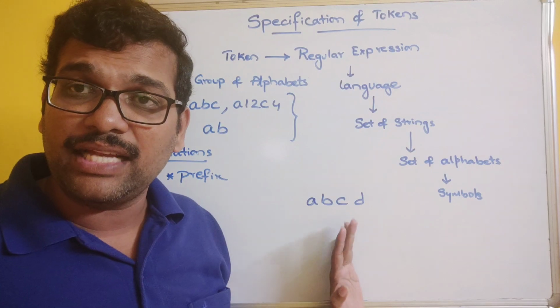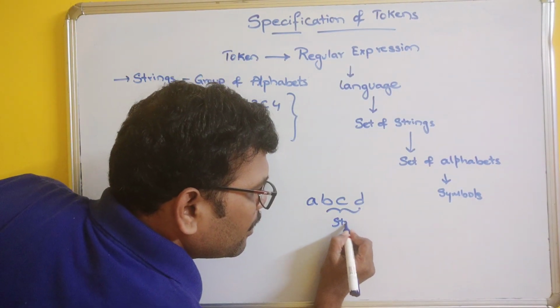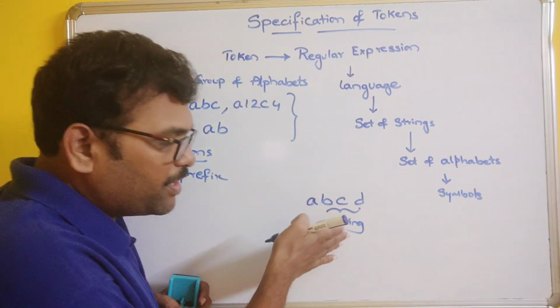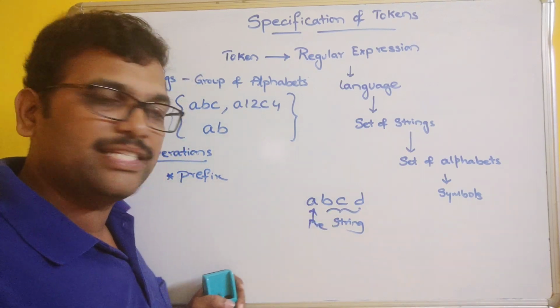Because if you consider A, B, C, D, these are a group of characters, and we can say this is a string, right? So consider this as a string. That means we are prefixing this particular string with this particular A. So that's why we are calling it a prefix.